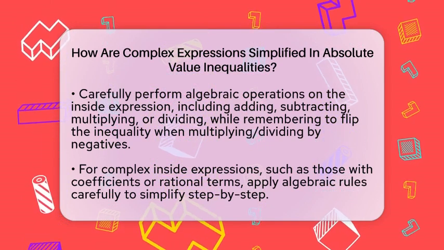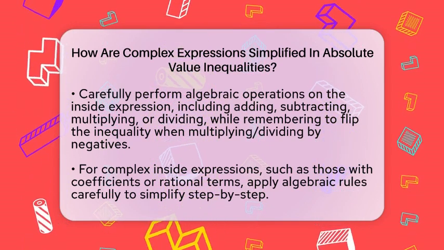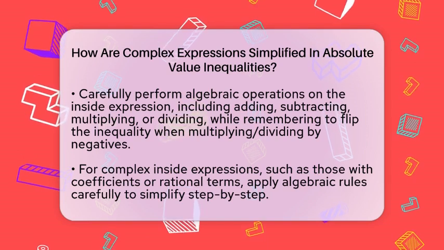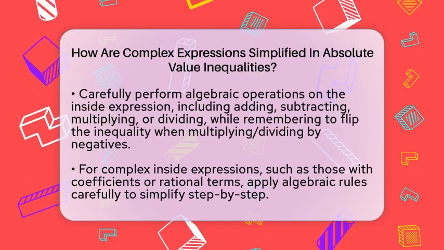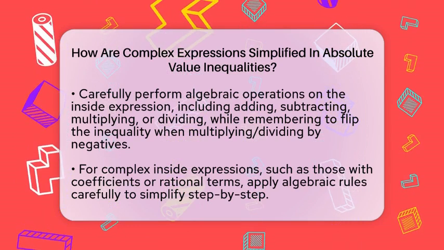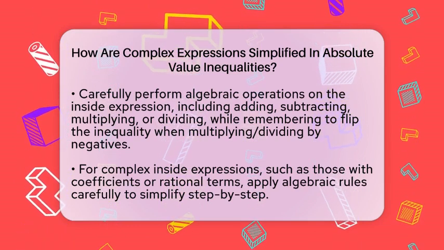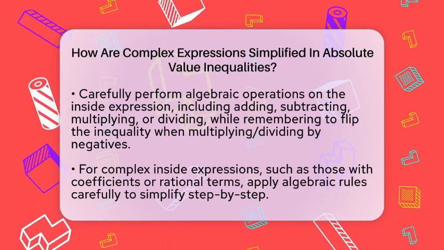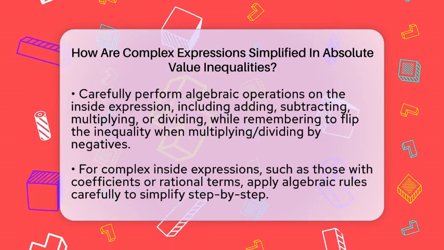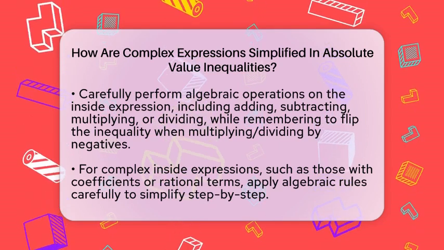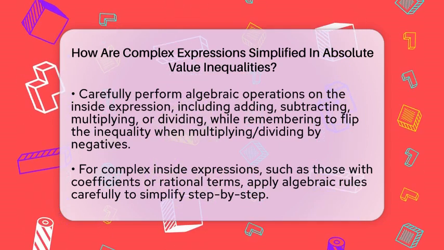For expressions with addition or subtraction outside the absolute value, start by undoing those operations first. For instance, if you have |4x + 2| - 3 > 7, add 3 to both sides to get |4x + 2| > 10. Then, split into two inequalities, 4x + 2 < -10 or 4x + 2 > 10. Solve each one separately by subtracting 2 from both sides and then dividing by 4.